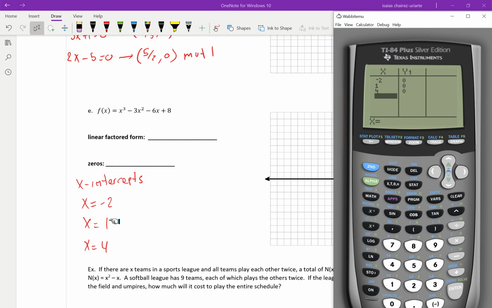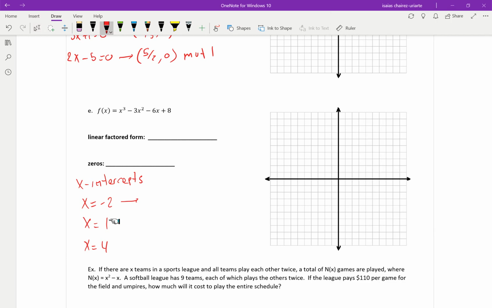And if this x equals -2 is an x-intercept, that means that x plus 2 is a linear factor. X equals 1 would mean that x minus 1 is a linear factor, and the fact that 4 is an x-intercept would mean that x minus 4 is a linear factor. So then the factorization of my polynomial turns out to be x plus 2 times x minus 1 times x minus 4.